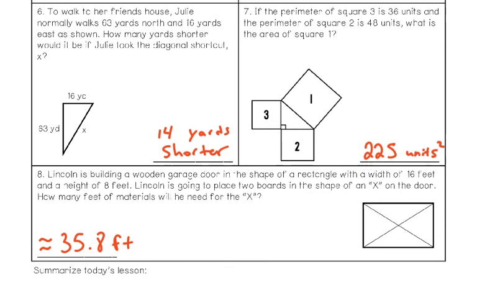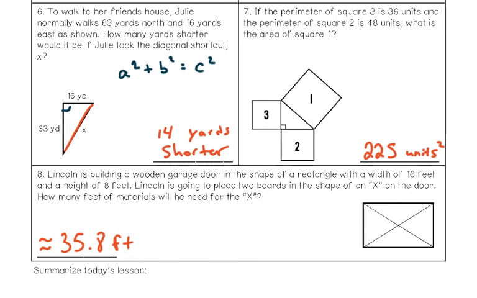So number 6, it says to walk to her friend's house, Julie normally walks 63 yards north and 16 yards east as shown in this picture. What we want to know is how many yards shorter would it be if Julie took the diagonal shortcut x. So I know that this distance here makes a right angle. And when we're looking for the diagonal length, we're really looking for the hypotenuse. It makes a right triangle. So we're going to use the Pythagorean theorem, a squared plus b squared equals c squared, to solve for this distance. So let's plug in our values.